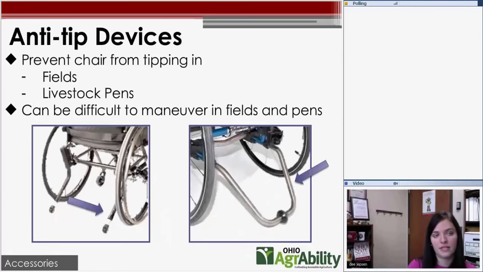The next are anti-tip devices or anti-tippers. They just prevent the chair from tipping backwards, which can be good in things like fields or livestock pens, but also for those users who are using a manual wheelchair and want that flexibility to get over things like thresholds, that individual would not be able to do that with the anti-tippers in place. So if you are that kind of user, this probably would not be a good device for you to use.